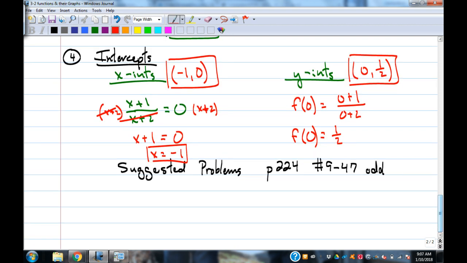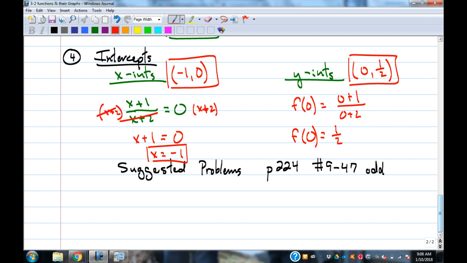Suggested problems for this section on page 224 is where they start. 9 through 47. You go ahead and go. So 9 through 47. Tomorrow is a work day. We have about 20 minutes left in class today, not quite. So you can get started today if you want to. You have a work day tomorrow.